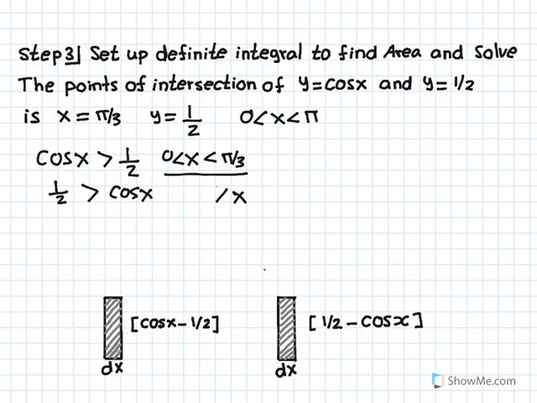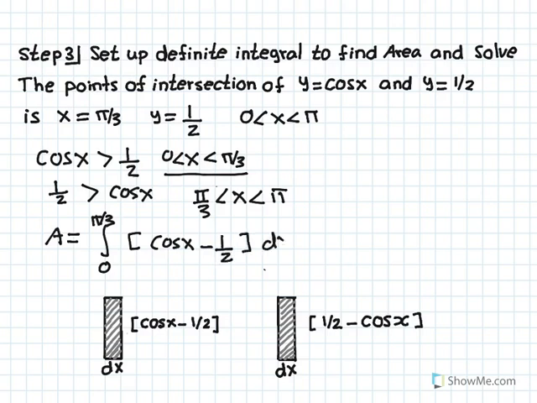So the definite integral that represents the area is, with x between pi over 3 and pi for the second piece: area is equal to the integral from 0 to pi over 3 of cosine x minus 1/2 dx, plus the integral from pi over 3 to pi. The top function is 1/2, the bottom function is cosine x, integrated with respect to x. That's the definite integral. We're now going to solve that.